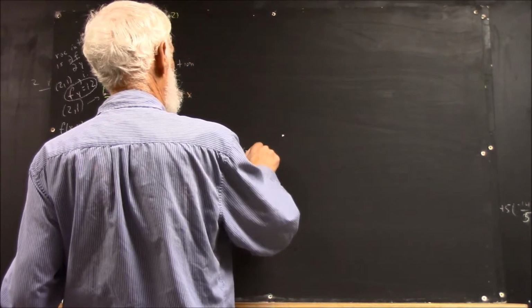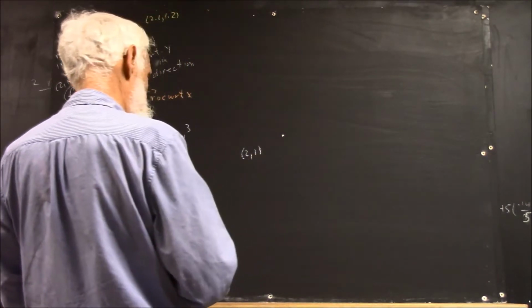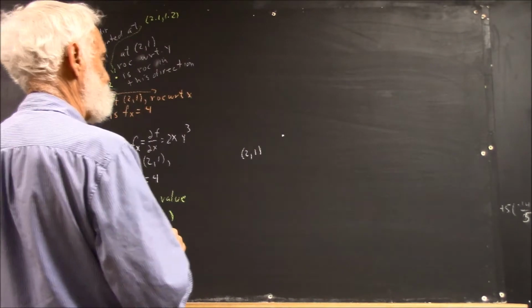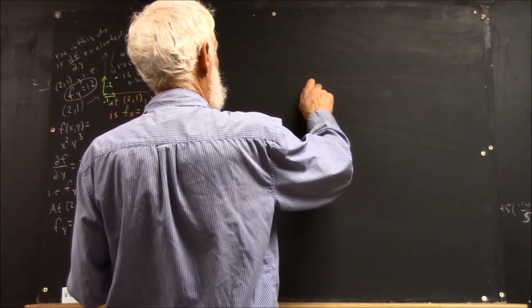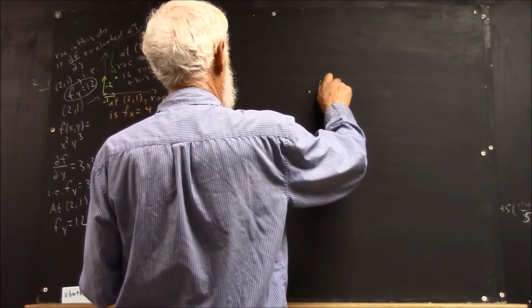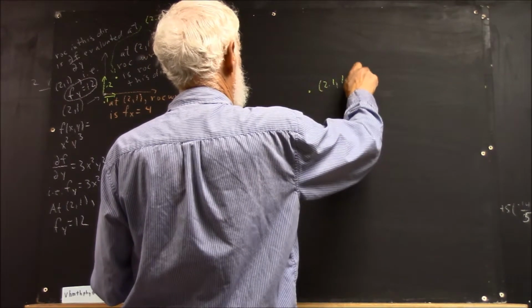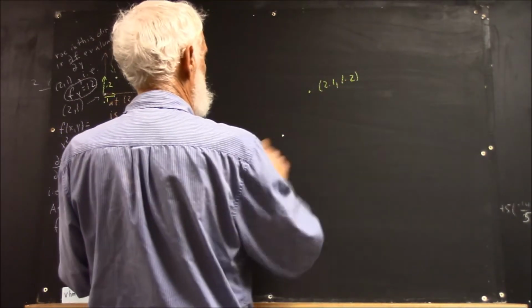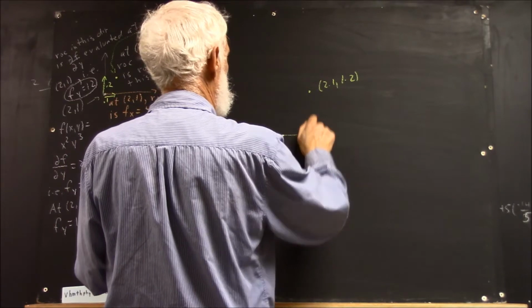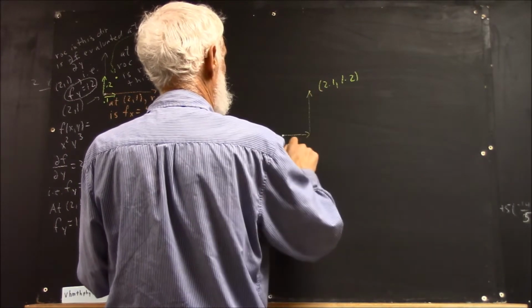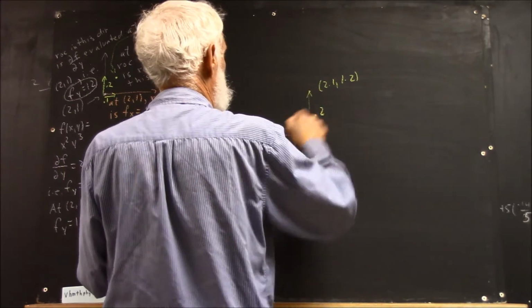So here's the point (2, 1). And here's the point (2.1, 1.2). So to get from here to here, we've got to go over this far and up this far, right? 0.1 unit and 0.2 unit. Okay?